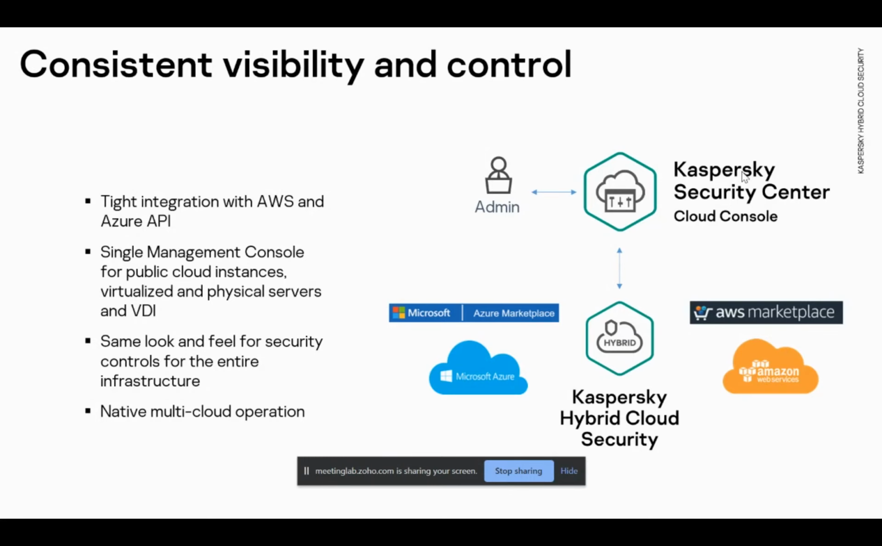Some customers even prefer to keep the console separate for on-premise architecture and for cloud architecture, so we also support that. You can have the Hybrid Cloud Security management separate for cloud, separate for on-premise, or you can have a single instance which manages both. So it's a very flexible architecture, and the customer is free to use whatever architecture he wants.